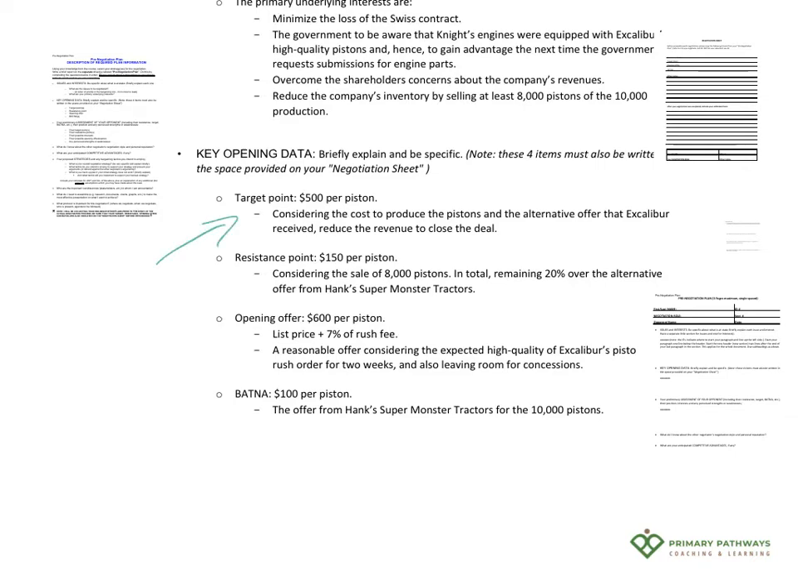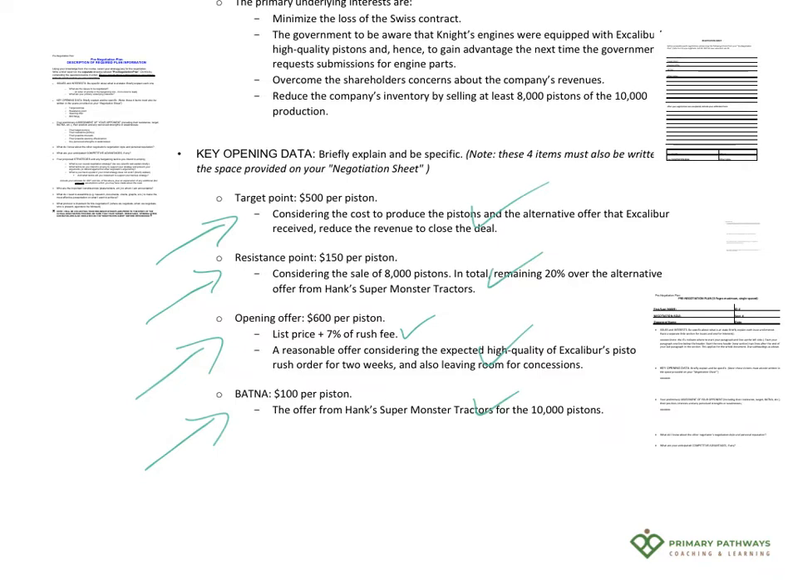First is her target point. And in this case, she identifies a price for the piston and explains why she chose that price. Then we have the resistance point, opening offer, and BATNA, all clearly explained. One thing I want to point out here that is specific to this case and will come up with other cases is that there isn't necessarily just one element for each of the target, resistance, opening offer, and BATNA. In this case, her opening offer includes what's known in the case as a rush fee. So there's actually two elements, so she explains both of them here. And as the seller in this particular case, she's providing an opening offer in relation to an issue that was mentioned above.